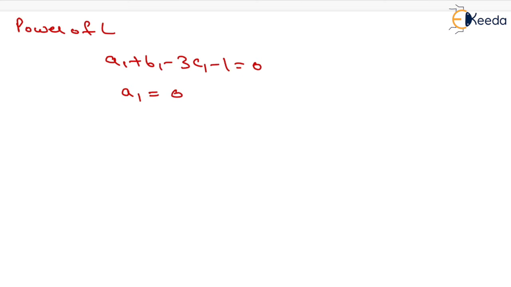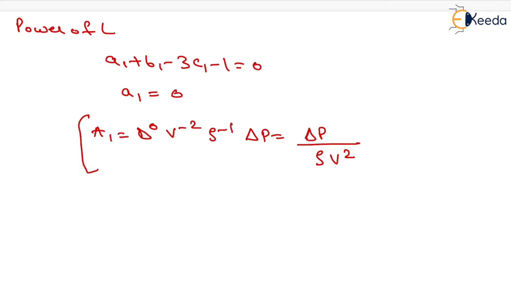Now, by putting all the values, that is a1, b1, c1 in pi 1 term, we will have pi 1 equals to d to the power 0, v to the power minus 2, rho to the power minus 1 into delta p. So, it becomes delta p upon rho v square. That will be the solution for pi 1. Now we have to find the solution for pi 2 term.